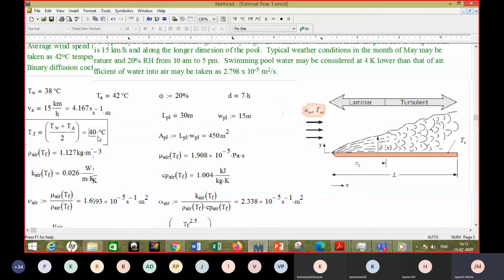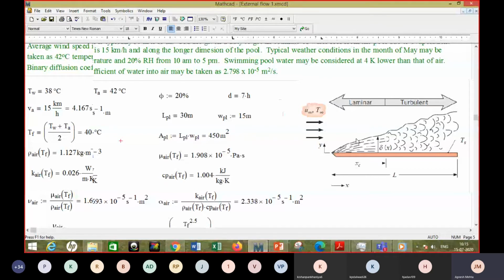Now you need to find out the mean film temperature, that's the average of water temperature and air temperature. So 38 and 42, so 40 degrees Celsius. Whether you are talking about the properties of air or of water, we are talking about what is happening above the water surface, so we are going to talk about the properties of air and not water.